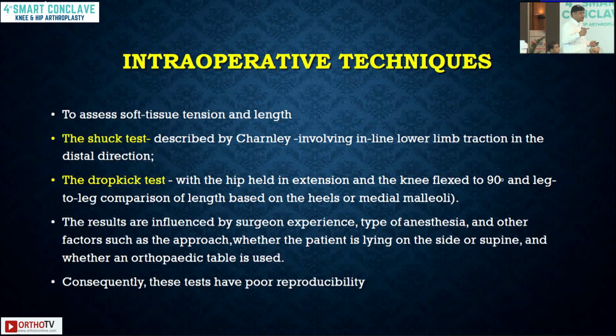So there are a few intraoperative techniques. Once you come to the trial, you do the trial, and then these 2-3 tests are very, very important. One is the leg-to-leg test, the other is the shuck test, and the third is the drop kick test. The shuck test is when you give traction and see how much the joint is opening. This is important: if it is too tight, you will not be able to distract it, and if it is too loose, you will easily be able to distract it. Then the drop kick test: if the hip is too tight and you extend the hip, then the knee kicks.